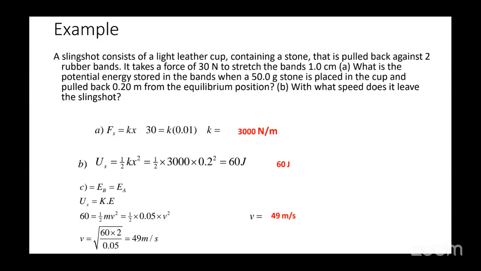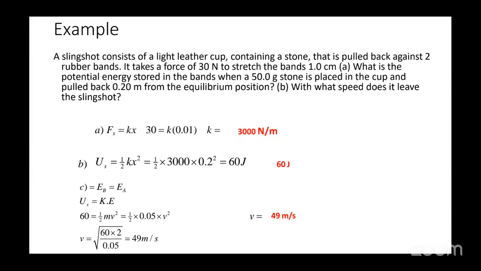So we consider that potential energy is equal to kinetic energy. Total energy is conserved, so potential energy will, at a particular point, be equal to kinetic energy. If we equate that, kinetic energy being half mv squared, our potential energy is 60. So 60 will be equal to half mv squared.